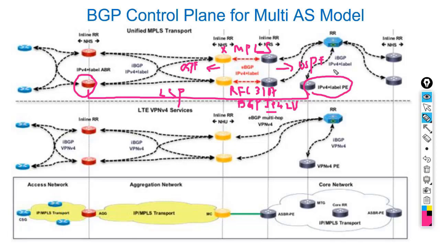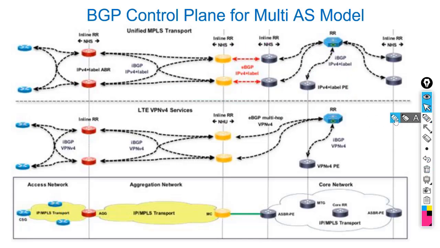But when we use BGP IPv4 label unicast between the ASPR and the metro core router, we establish an end-to-end LSP running across the boundary between two AS systems.